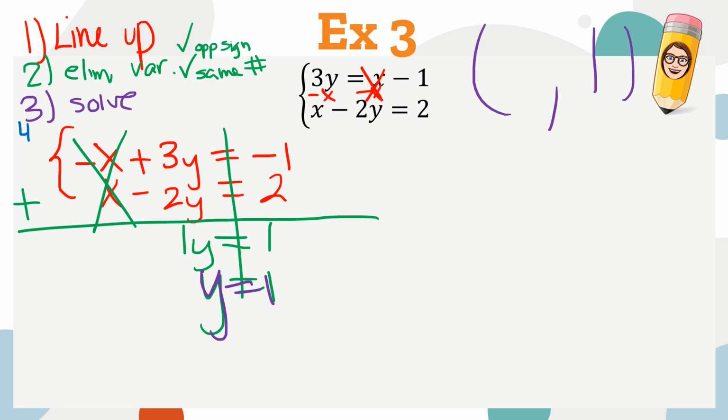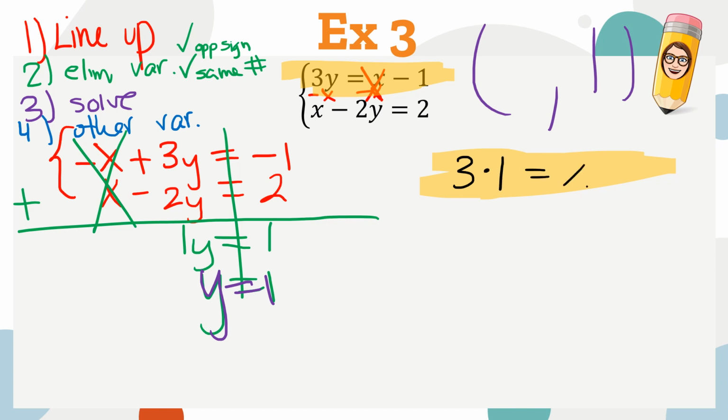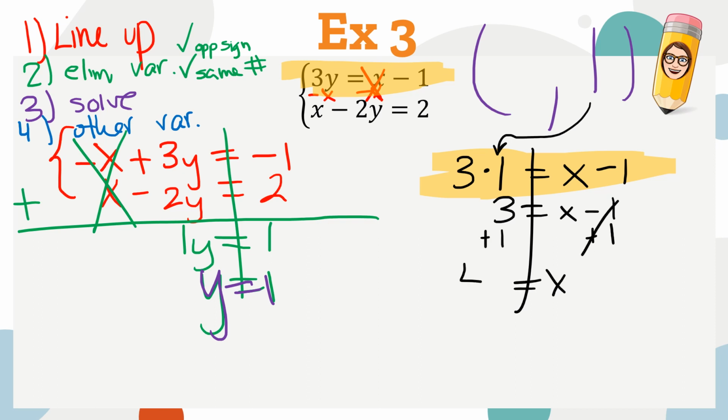Step 4, we need to find the other variable, right? We know our y, we need to find our x. You get to pick which equation. I'm going to pick the first equation. You could pick either equation. I'm going to pick the first one. So when I rewrite that first equation, instead of y, I'm putting a 1. Let's solve. 3 times 1. Let's add 1 to the other side. We get a nice, clean 4. X is 4.